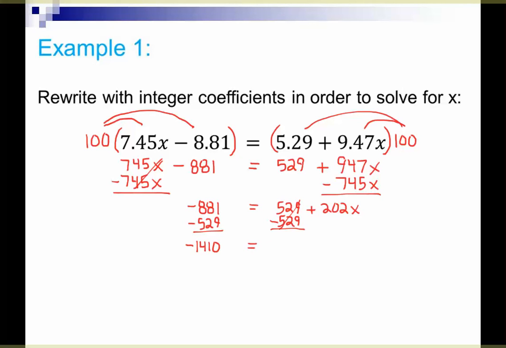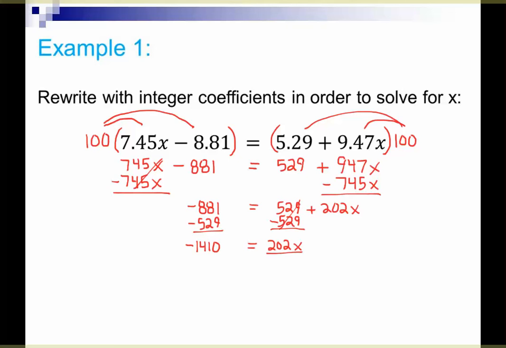And that is going to be equal to 202x. And I get a little nervous sometimes when I'm dealing with weird numbers. I'm just going to type that into my calculator just to verify it. Negative 881 minus 529, and it is negative 1,410. Just wanted to check. Sometimes I use my calculator more to verify things than I do for computation.